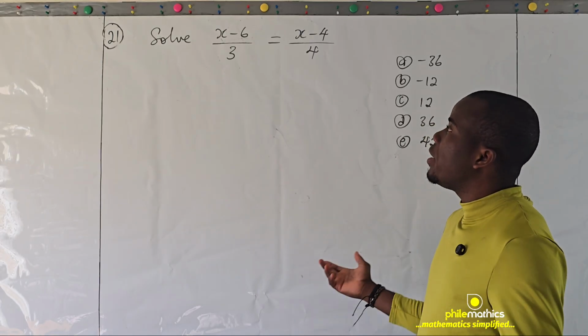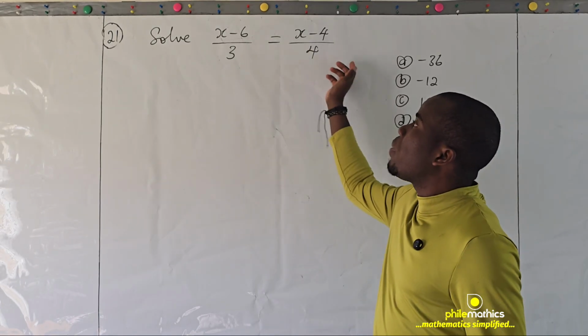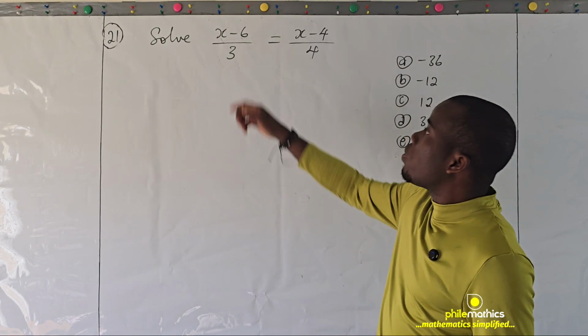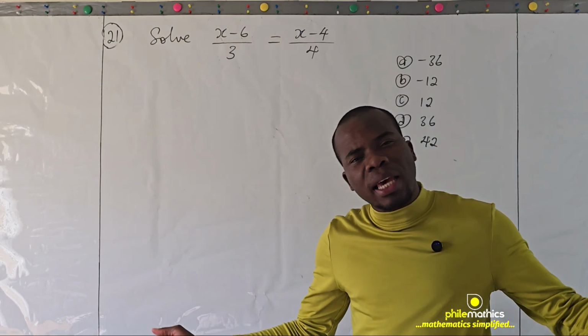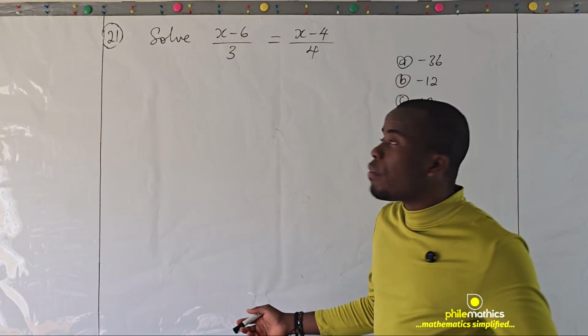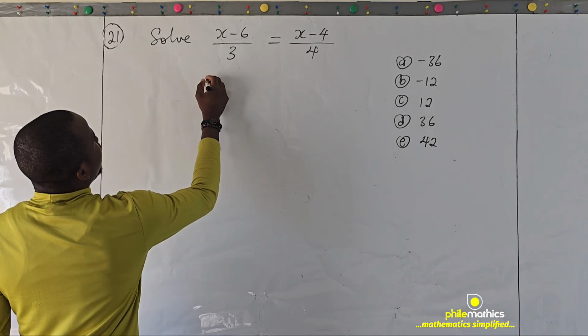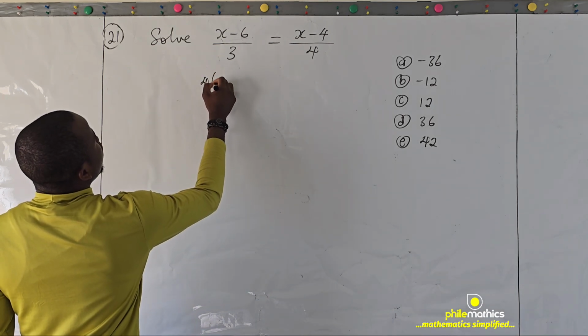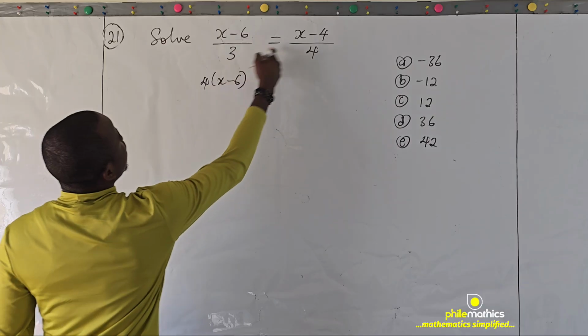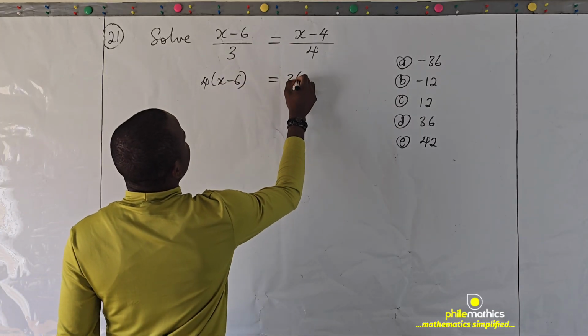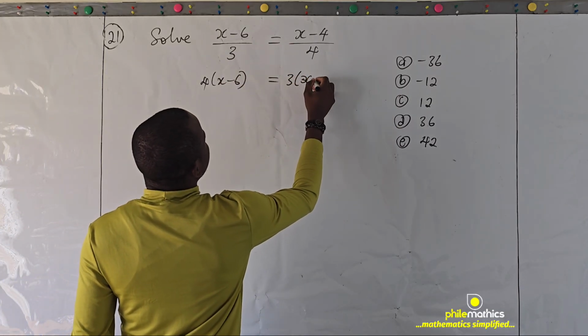Solve (x minus 6) over 3 equals (x minus 4) over 4. So what you do here is just cross multiply, or you multiply both sides by the LCM, which is 12. So if I cross multiply, I'll have 4 times (x minus 6), and this multiplied will be 3 times (x minus 4).